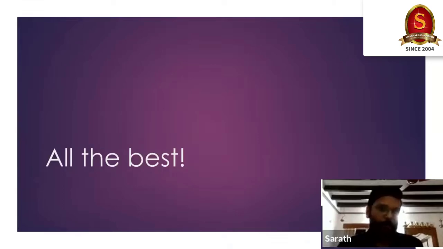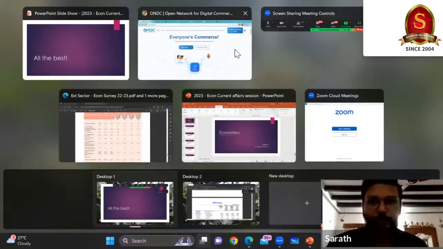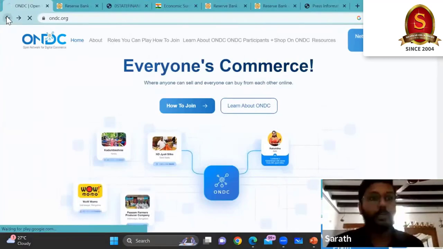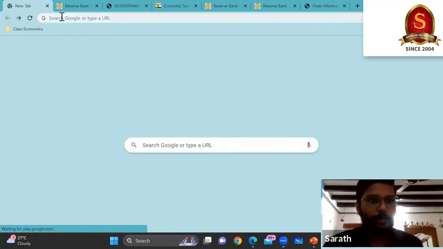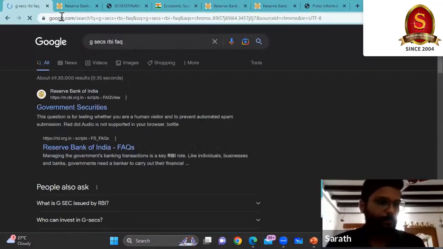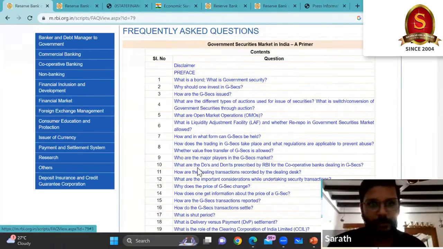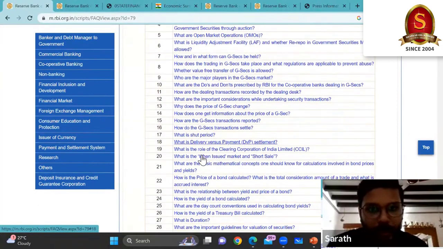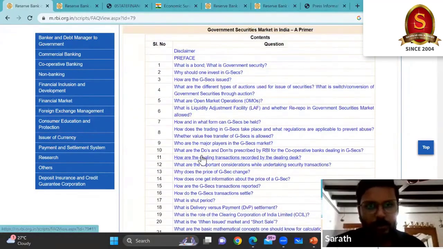All right. So if you want a further explanation of bond price and bond yield, go to RBI's website. I'll show you a very good source to understand the relation between bond price and bond yield itself. Just type G-Sec RBI FAQ. Okay, so there is an FAQ on government securities that RBI has. Here you will find a discussion on yield. Where are you, yield? Or is it not this one?